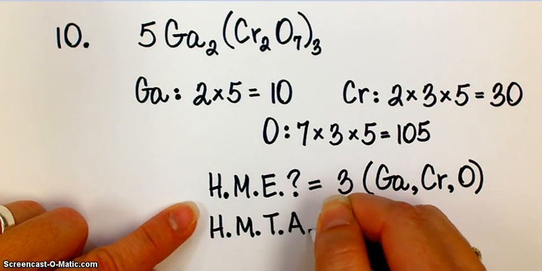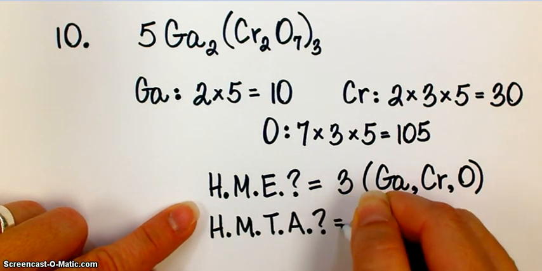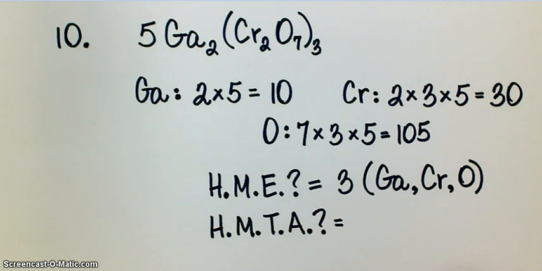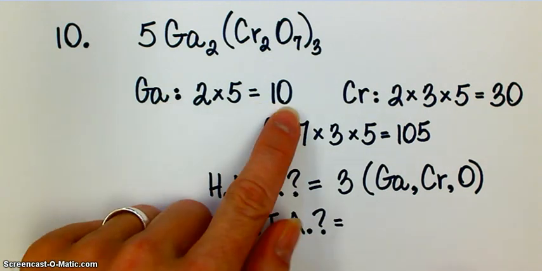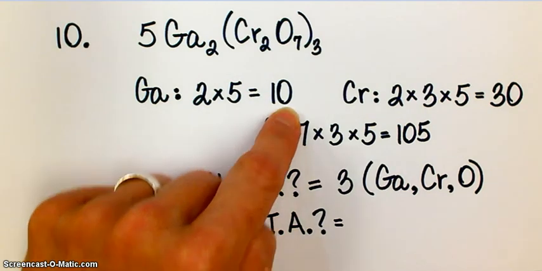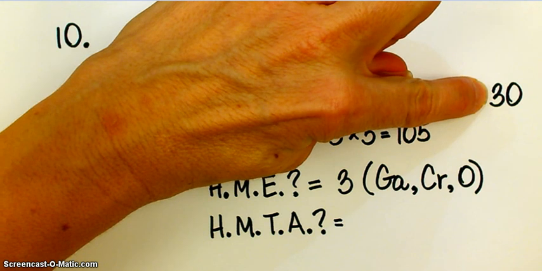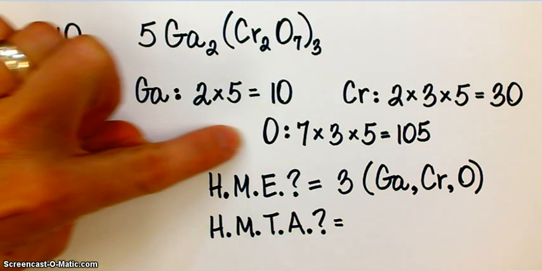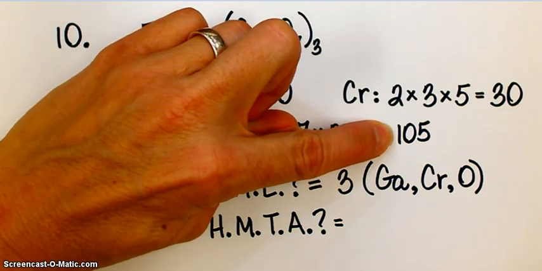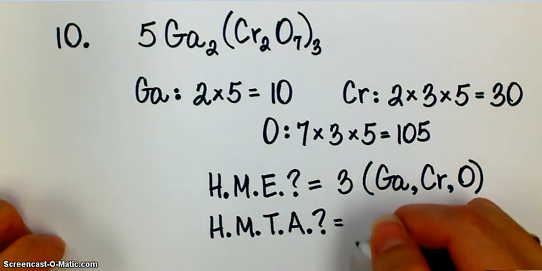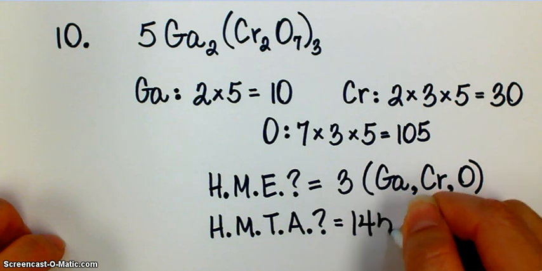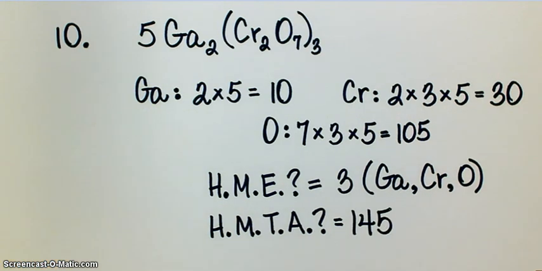So now, how many total atoms? I have 10 atoms of gallium. I have 30 atoms of chromium. I have 105 of oxygen. So it's a grand total of 145. Has everybody got it? All right.